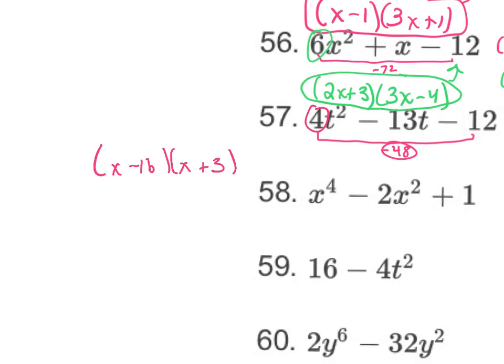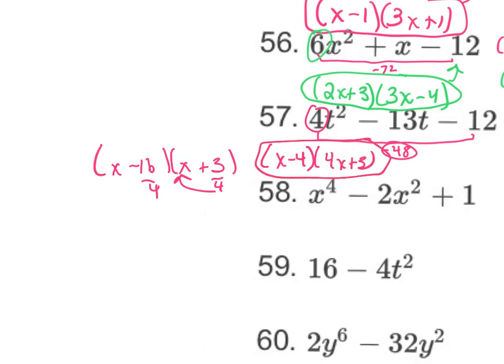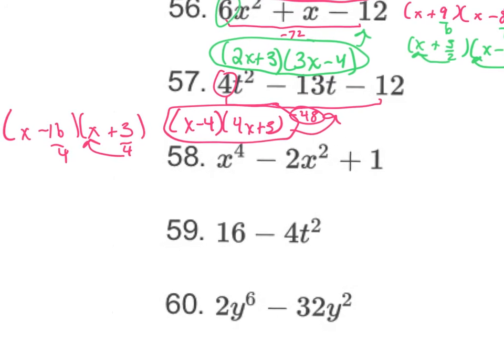Our a term is not 1. So I bring that out in front. I put it underneath. 16 divided by 4 gives me 4. So x minus 4. And then 3 divided by 4 doesn't come out pretty. So I have 3x. So 4 comes out in front, 4x plus 3. And again, you can FOIL that back out, and you'll get your answer.